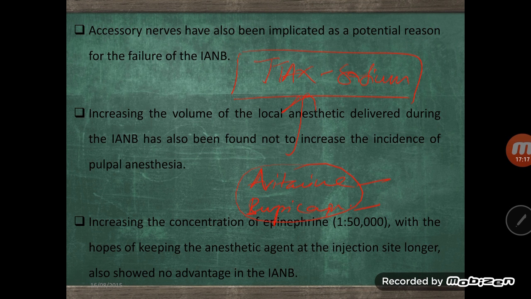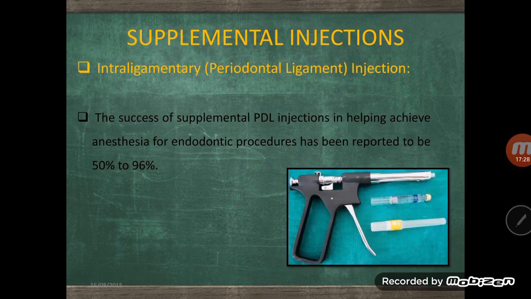Increasing the volume of local anesthetic delivered during the IAN block has been found not to increase the incidence of pulpal anesthesia. If you don't have the proper agent, there is no point; however much local anesthesia you give, these receptors will not get anesthetized. The supplementary injection techniques include the intraligamentary injection technique. Please make a note of this diagram. This diagram is very important and was previously asked as a diagram-based question in one of the exams. The success of the supplementary periodontal ligament injection in achieving anesthesia for endodontic procedures has been reported to be in the range of 50% to 96%.